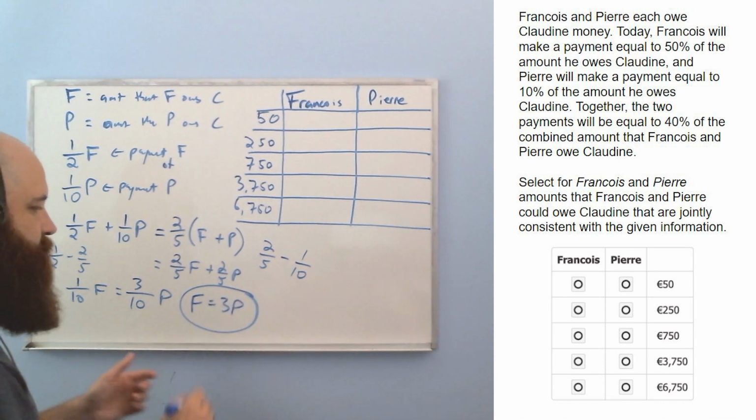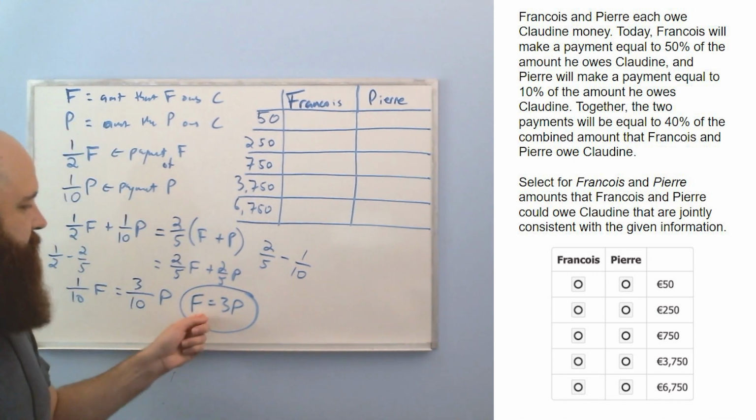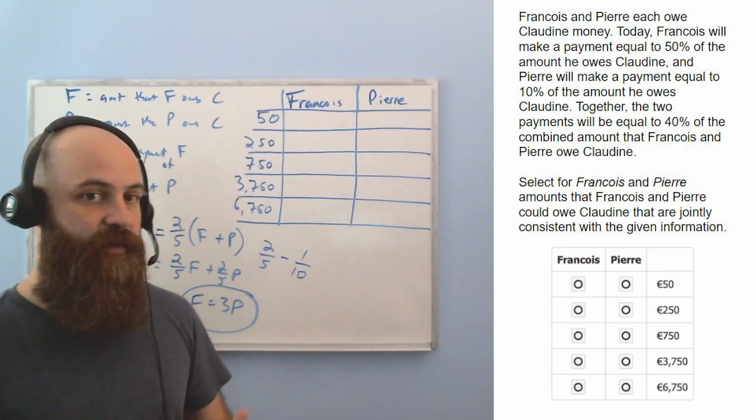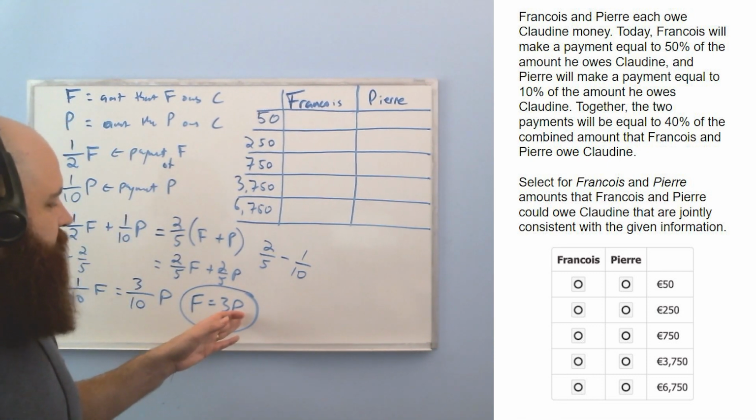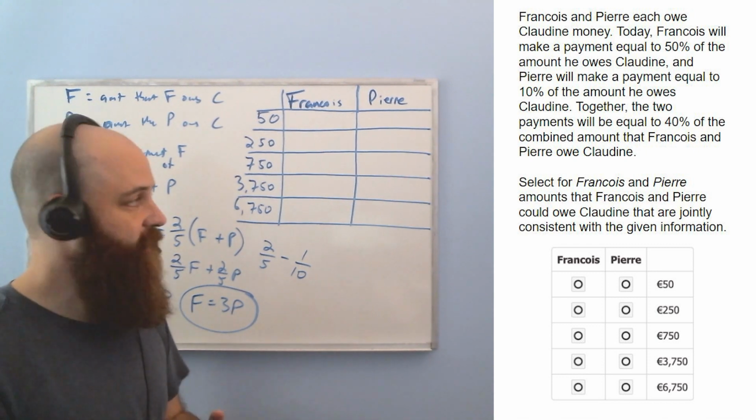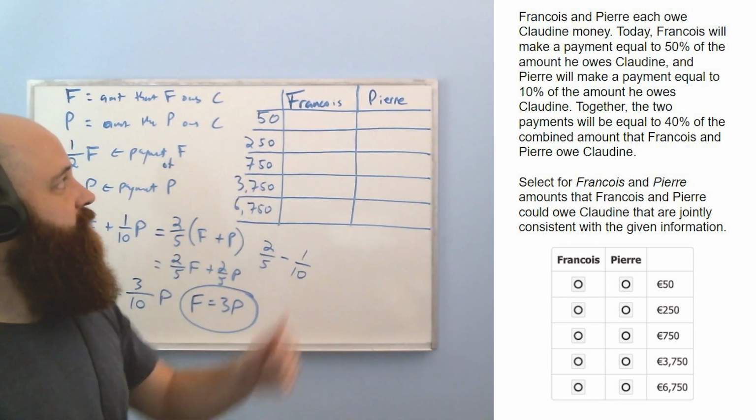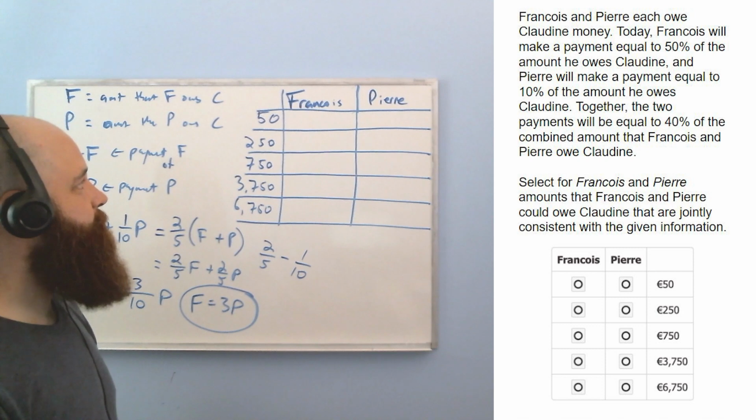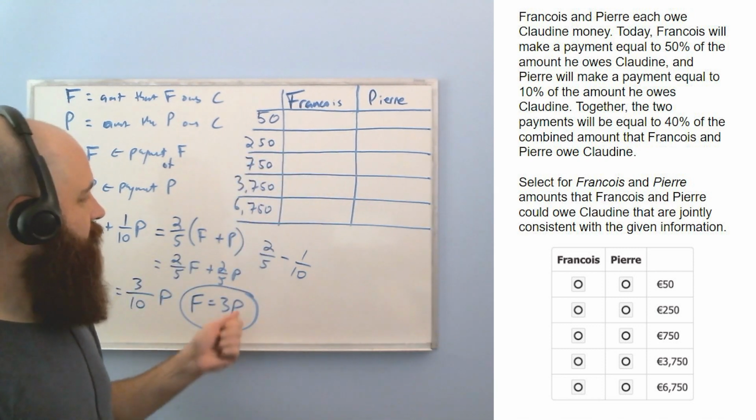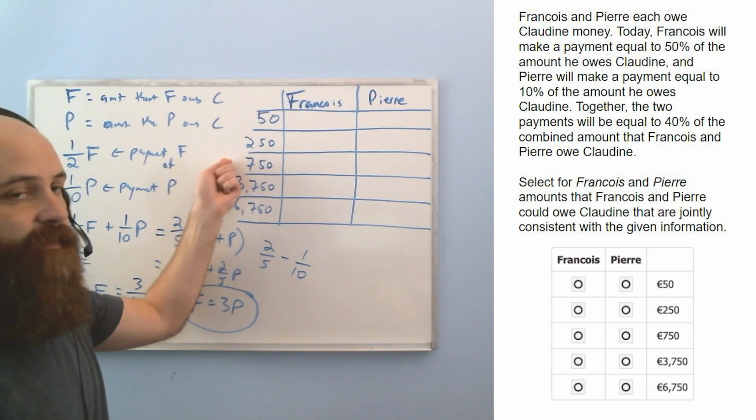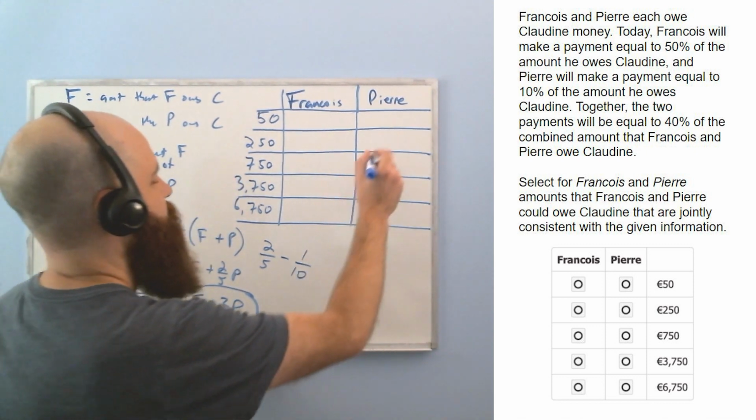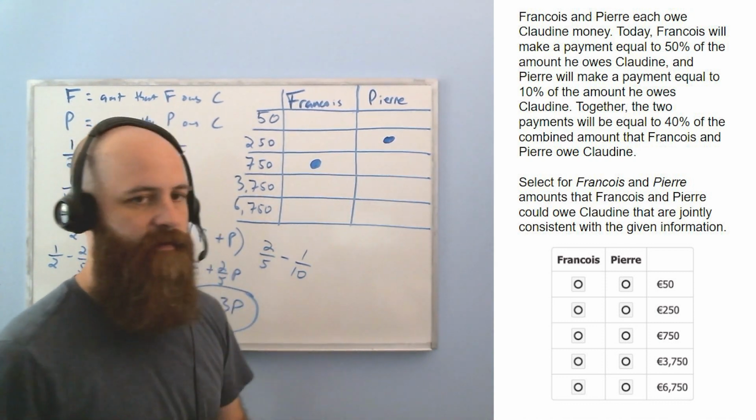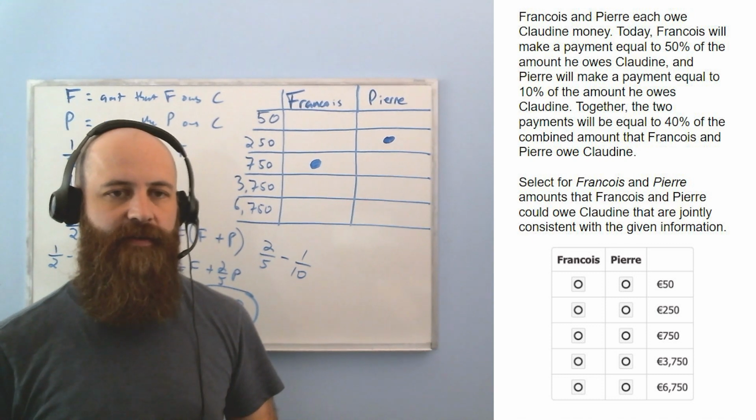Okay, there's a pretty clear relationship. I know that F has to be 3 times P. So F is going to be bigger. How much bigger? It's going to be 3 times bigger. So whatever P is, if I multiply it by 3, I should get F. Okay, so if P is 50, 3 times 50 is 150. That's not there. Okay, so that first column is not going to be Pierre. Could Pierre be 250? Well, 3 times 250 is 750. Aha, that's there for Francois. Okay, so I want to fill in this column here, and I want to fill in this column here. Great, and that's the correct answer for this question.